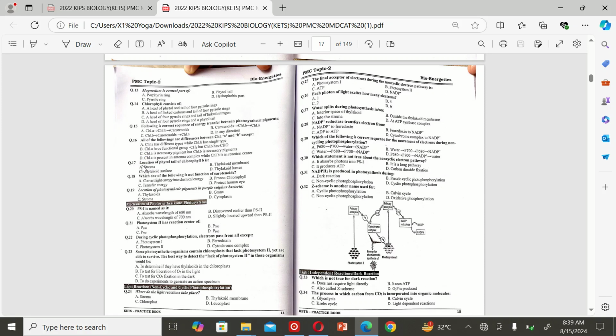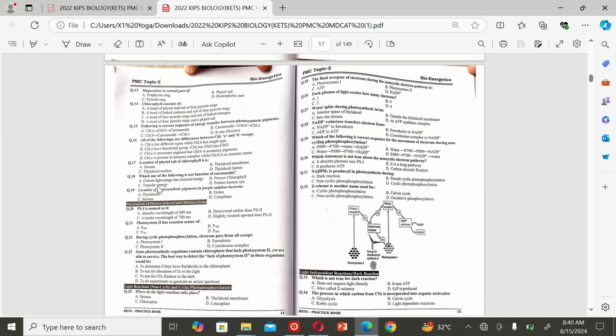The next MCQ is: the location of chlorophyll b is A. Stroma, B. Thylakoid membrane, C. Thylakoid surface, and D. Thylakoid lumen. So the correct option is B, thylakoid membrane.